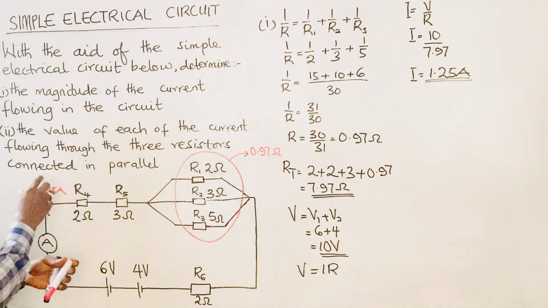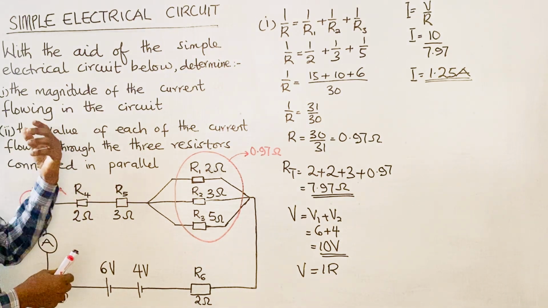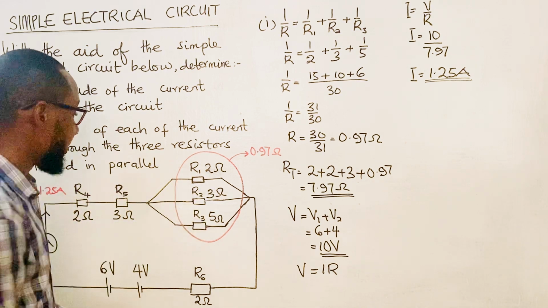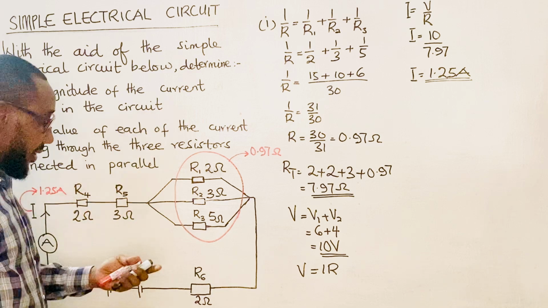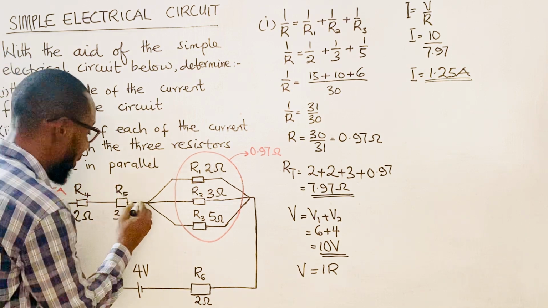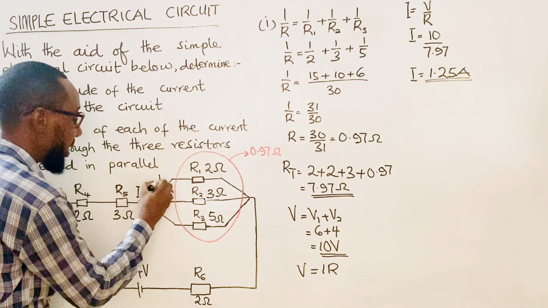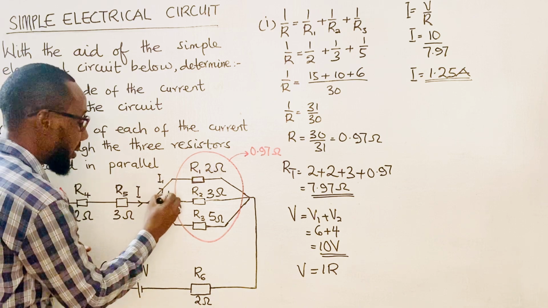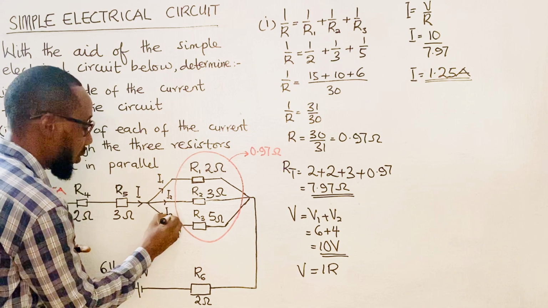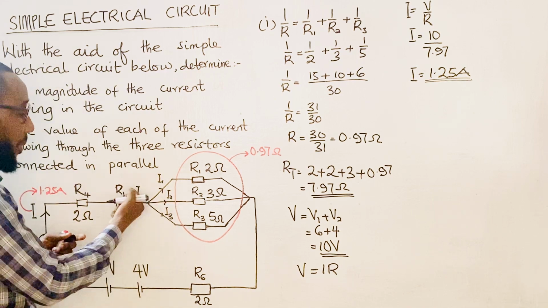Okay, so now the next task is to find the value of each of the currents flowing through the resistors that are connected in parallel. So we have 3 resistors in parallel, and when the current gets there, what happens? The current is going to divide. So we have I coming to the junction, and then that divides into I1, I2, and I3, all coming from I.